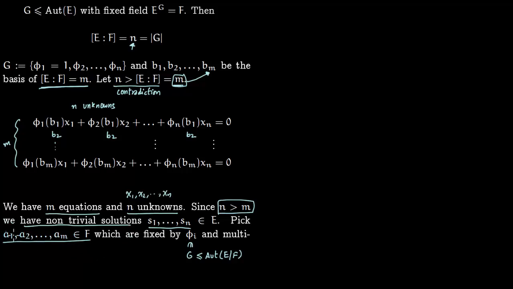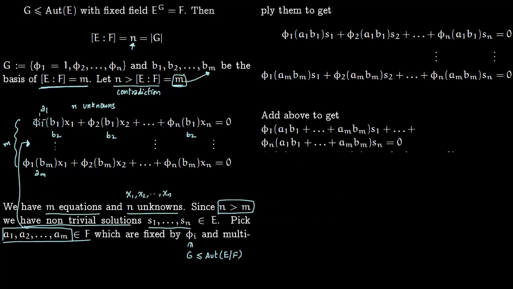So what we do is we multiply these elements into the equations right here. You take a1 and multiply with the first equation, take a2 and multiply with the second, and the last equation you multiply with am. Now you have multiplied a1 throughout. But phi 1 does not change a1, phi 2 does not change a1. So you can take a1 inside, a1 inside, a1 inside.